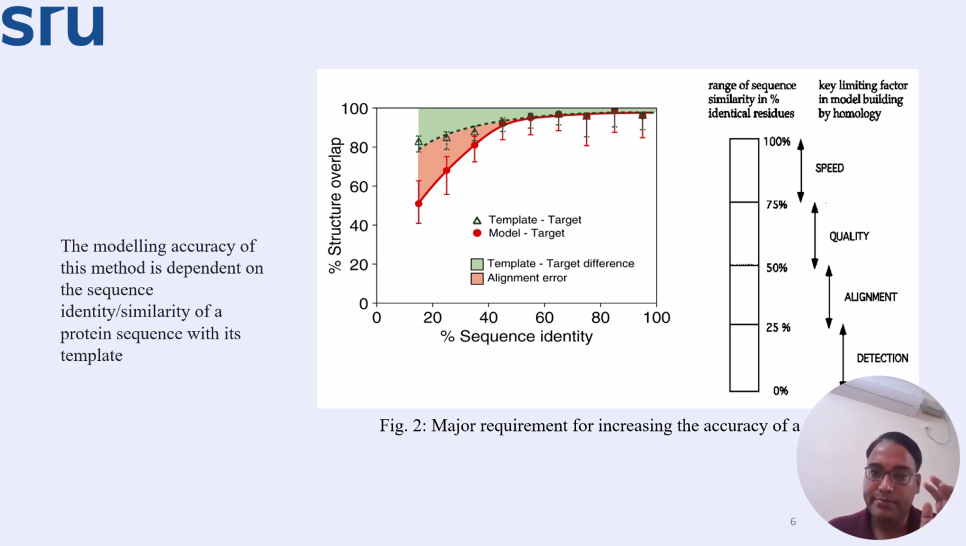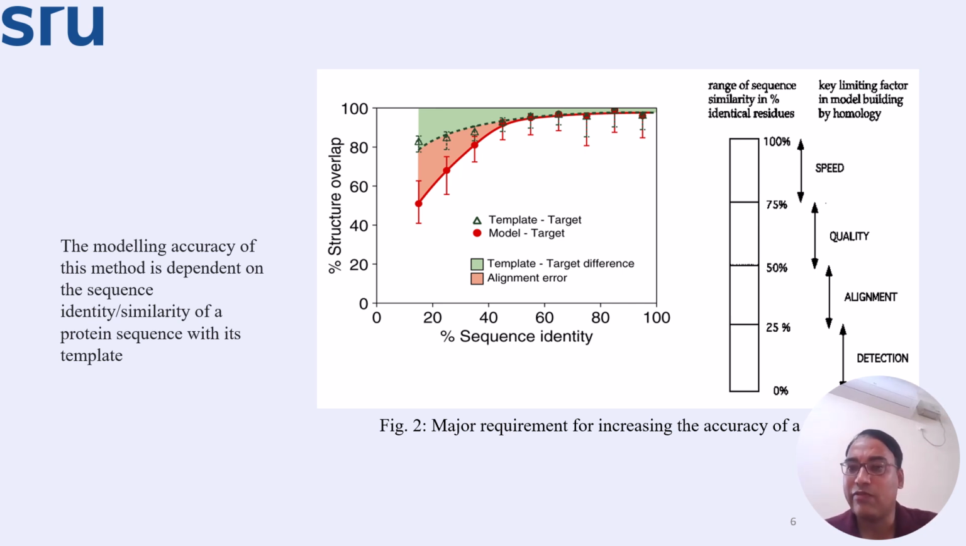See, I'm calling it sequence identity here. The higher it is, the higher it goes. When it reaches 30% here, I'm getting substantial structural overlap, and the structural overlap is constantly increasing. When the sequence identity shown here is 60%, it's almost close to 100%. See, the range of residues, the sequence similarity in percentage of identical residues. So when 100% sequence similarity is there, I get the speed.